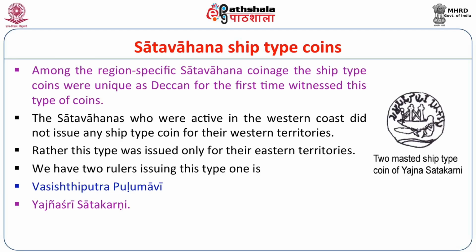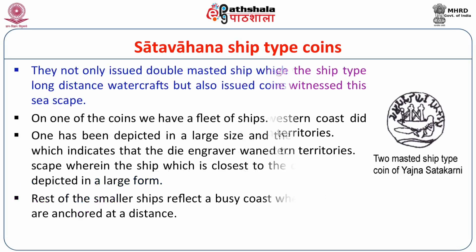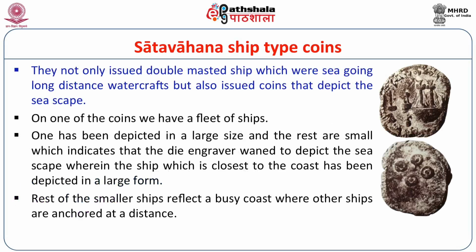So somehow they are trying to depict a kind of seascape here, which is very significant. And all the ship type coins have been found from the eastern part of Deccan, which is very significant. The ship type coins were issued by Vashishthiputra Pulumavi and Yagyasri Satakarni. They not only issued double-masted ships, which were long-distance watercraft.